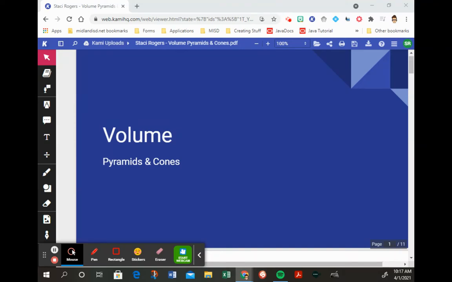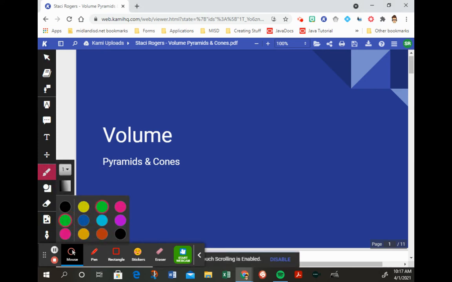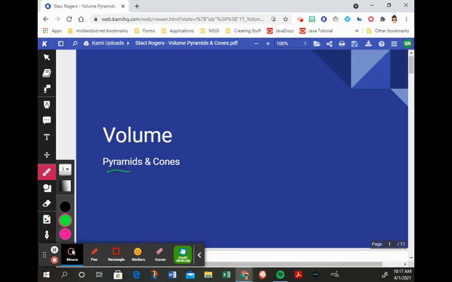Hey guys, it's me, Miss Rogers, and once again we're talking about volume. We're doing 3D shapes, and I want to talk to you about what volume is and what shapes we're talking about. Pyramids, cones, and spheres.